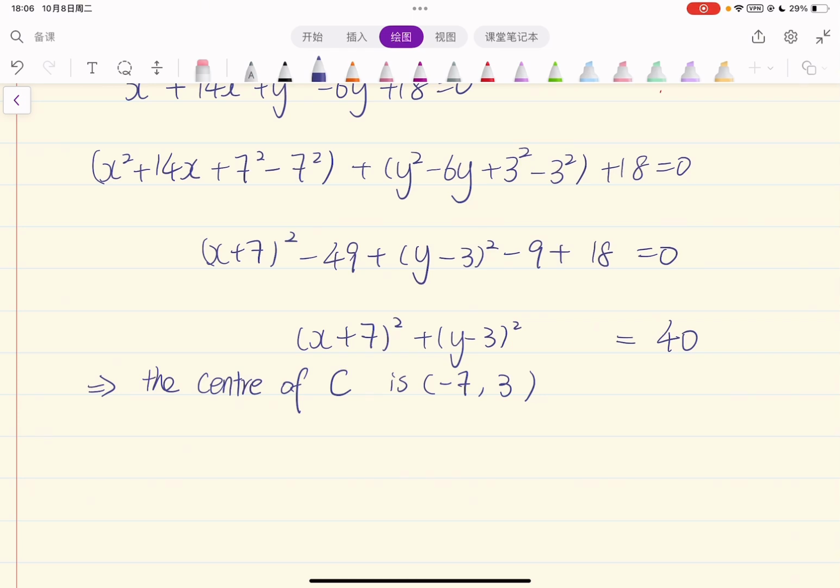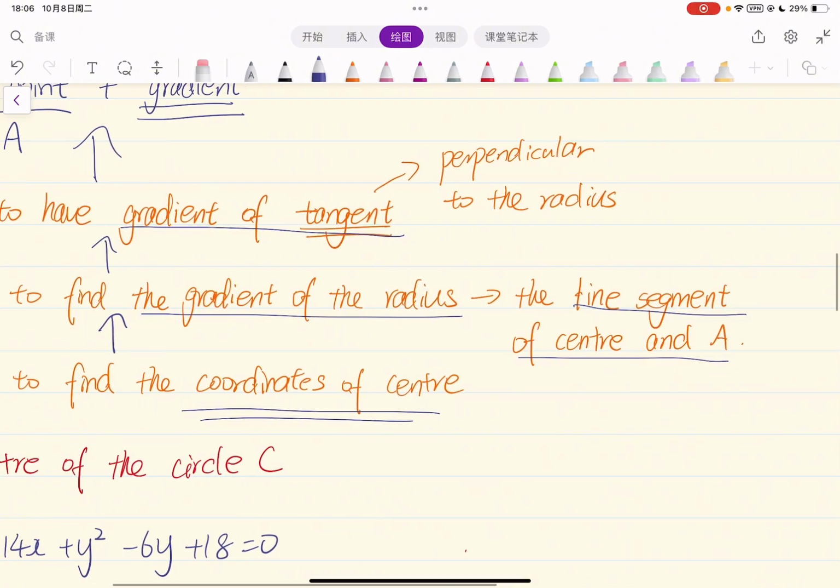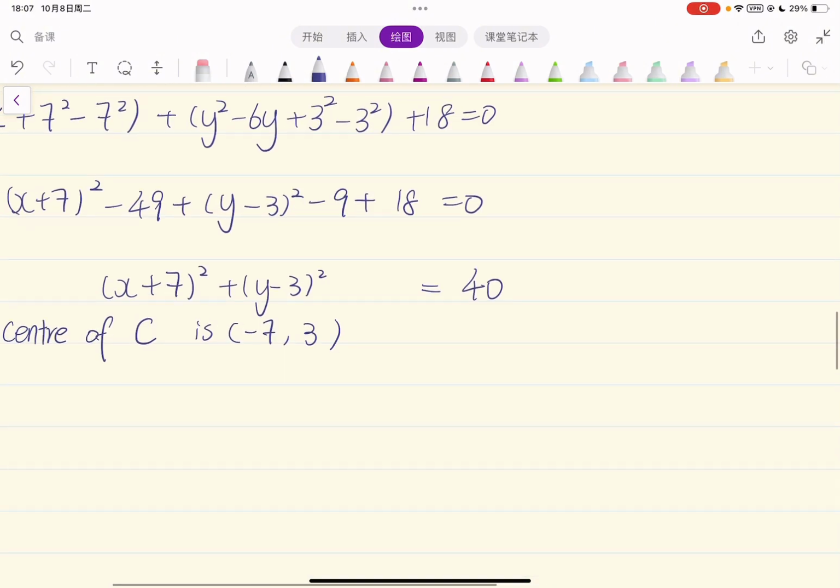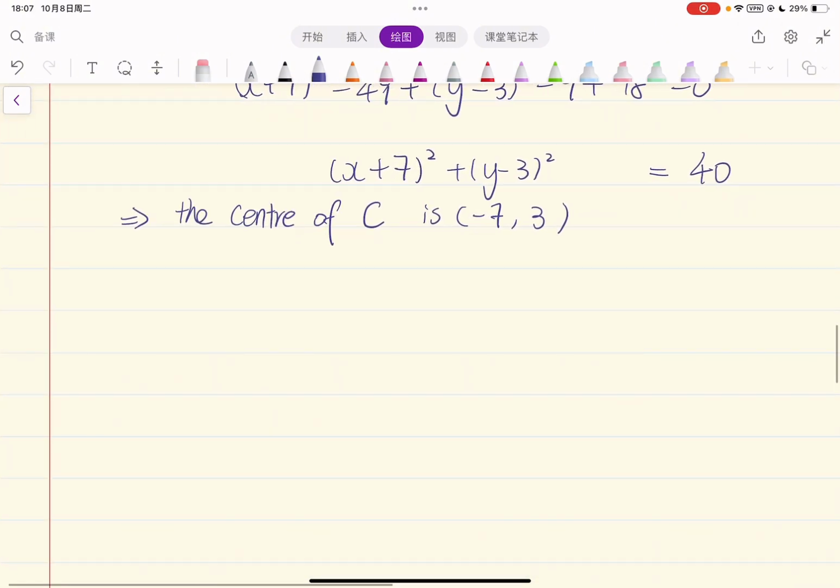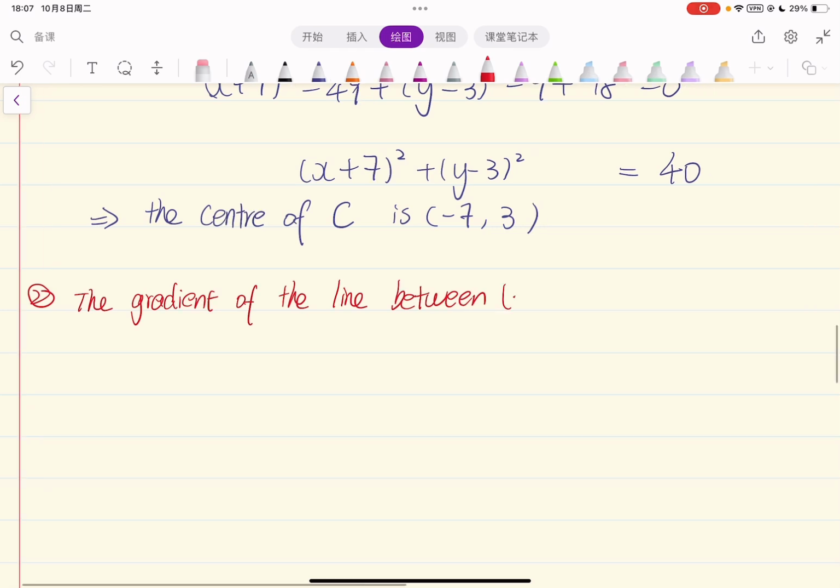So the second step we need to do is to find the gradient of the line segment between the center and A. That is to find the gradient of the line between (-7, 3) and A, that is (-5, -3).